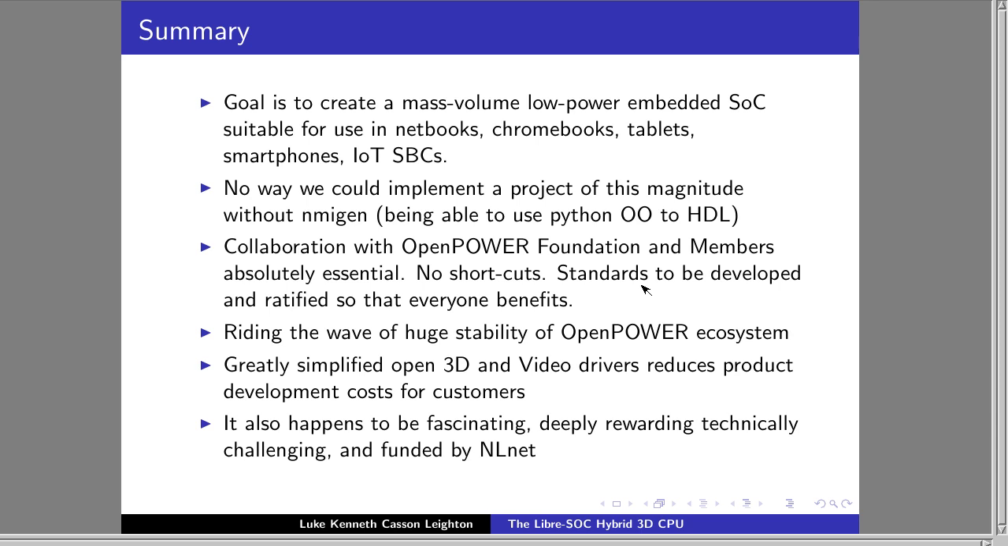Collaboration with the OpenPOWER Foundation and members is absolutely essential. There are no shortcuts here because of the transparency that's required. The standards are to be developed and ratified so that everyone benefits. And we're riding the wave of the huge stability from two decades of the OpenPOWER ecosystem. The greatly simplified 3D and video drivers reduce product development costs for customers, and that's very important as part of the business plan. It just also happens to be fascinating, deeply rewarding, technically challenging, and actually funded by NLnet, which is great.